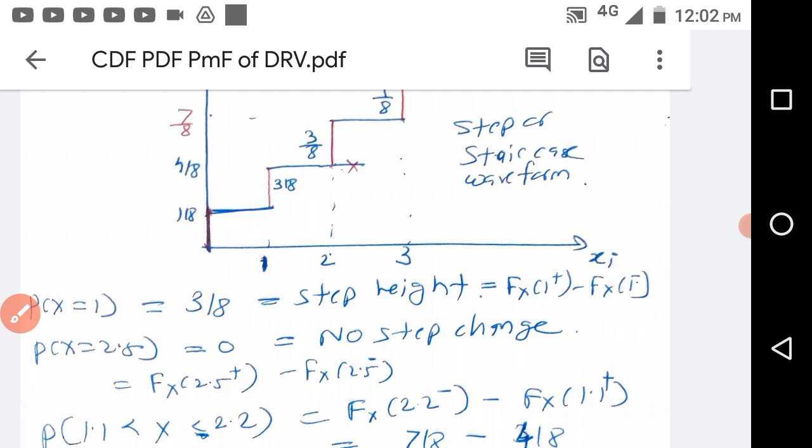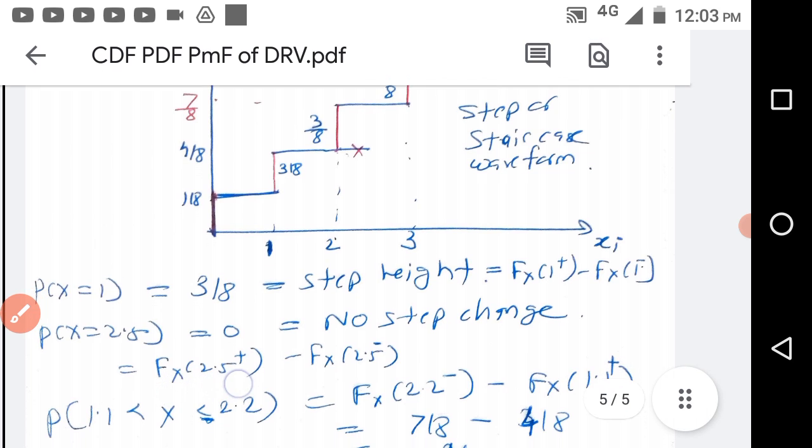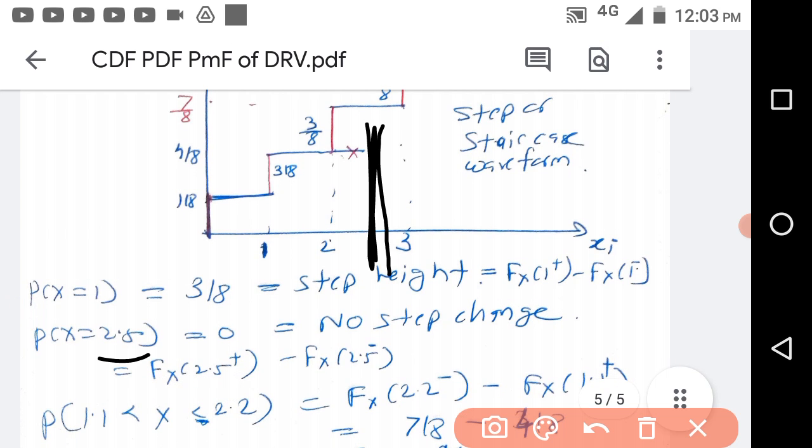Otherwise you see, if there is a step change, write down that step change, and you will get the probability. Let us see what the probability at x equal to 2.5 is. At 2.5, that means somewhere here there is no step change, continuous values are there, so the probability is equal to 0, because F_X(2.5 plus) is equal to F_X(2.5 minus), they are the same, that's why the probability is equal to 0.